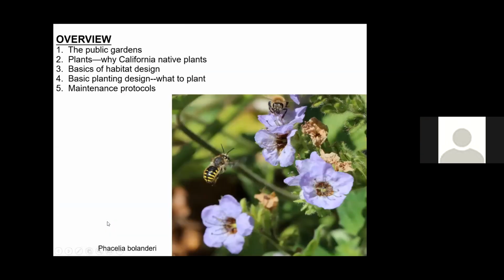So for the overview tonight, I'm going to talk briefly about our public gardens, how we got these going so that you can do this in your own town with scraps of land that are just waiting to be planted up. I'm going to talk about the plants, why California native plants, the basics of habitat design, some basic planting design things in terms of what to plant, and then some basic maintenance protocols. This is a broad overview. There's a lot more information that I can share in an hour, but it's a good place to start.